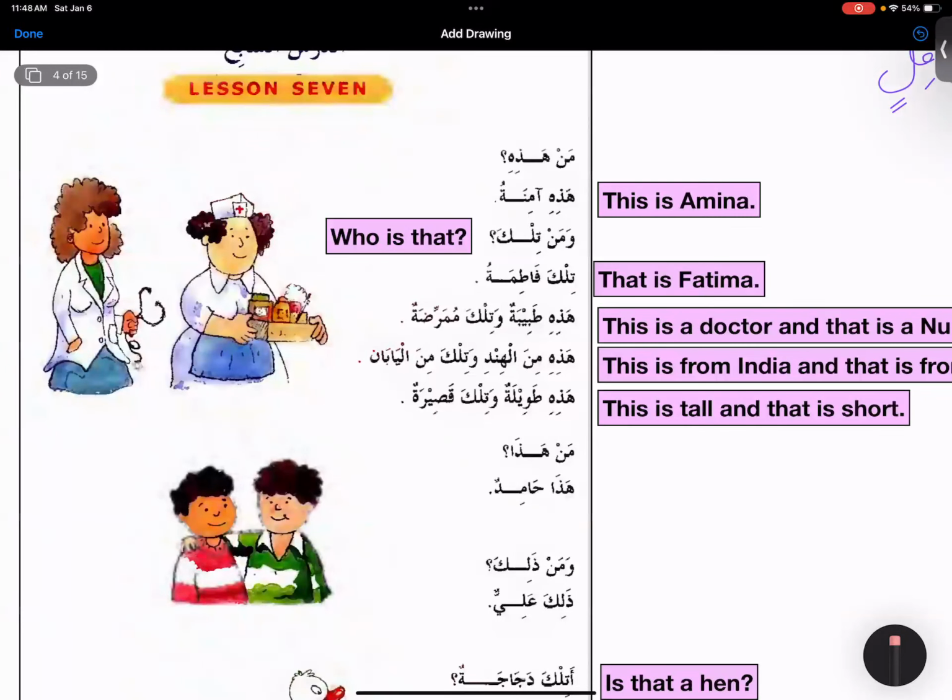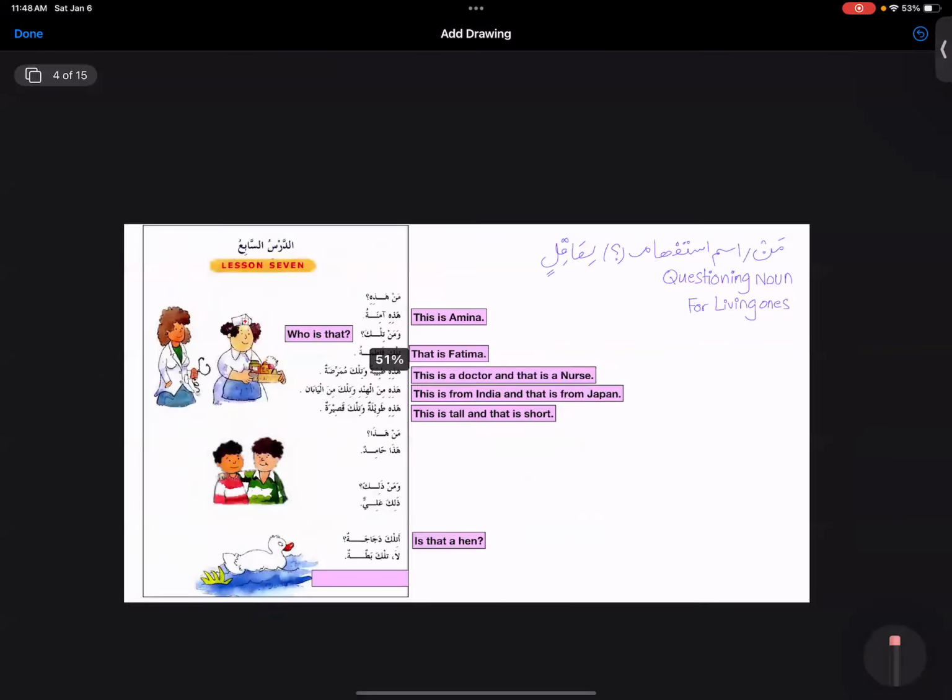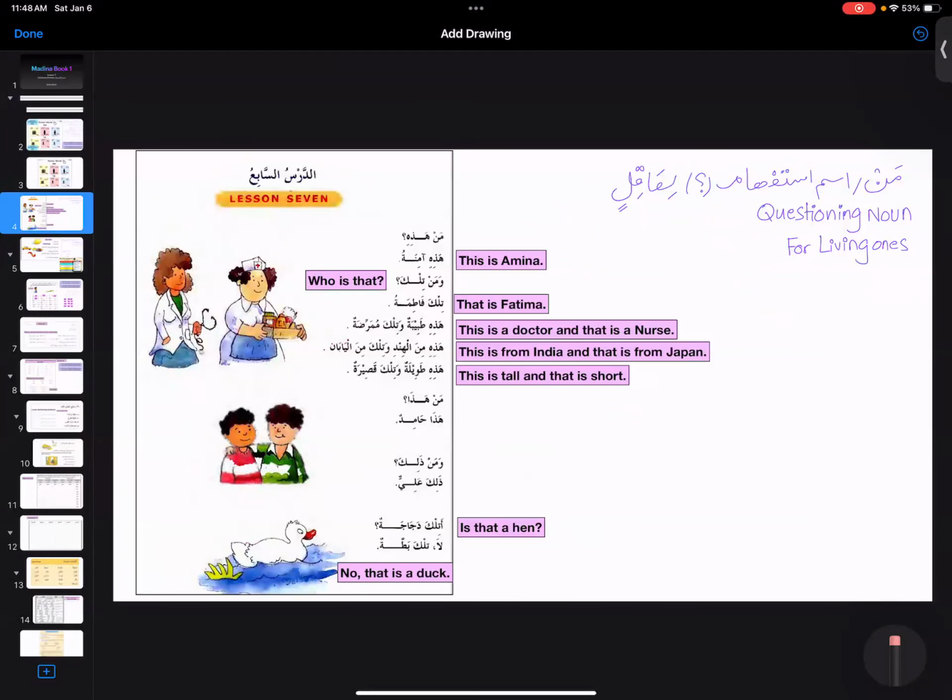Before we go there, if I ask you to describe man, what are you going to say? Man is for akil, but what is it asking? Yeah, the human question. So ismu istafham. Istafham is questioning. So man is ismu istafham.